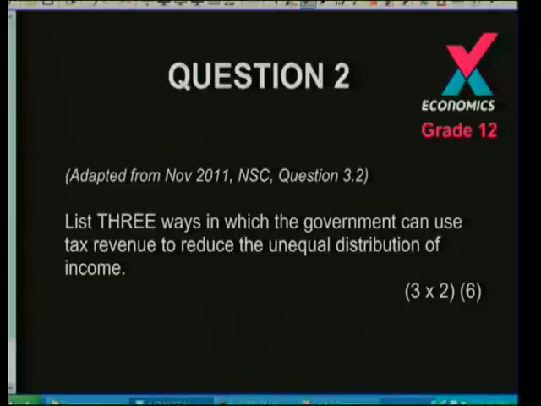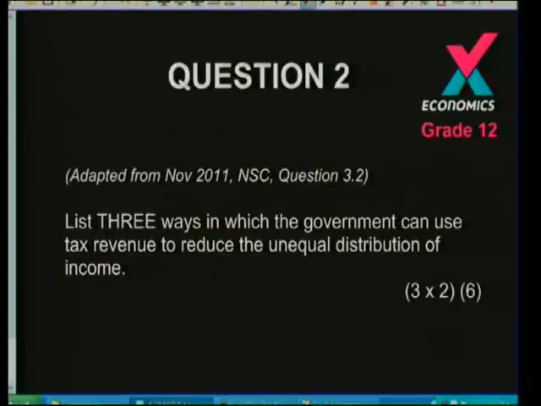Question 2 lists 3 ways in which the government can use tax revenue to reduce the unequal distribution of income. Now, already when they levy taxes on a person's income or on goods and services, people will pay different taxes depending on their income. So income tax will be different. That is a progressive form of taxation based on your income.